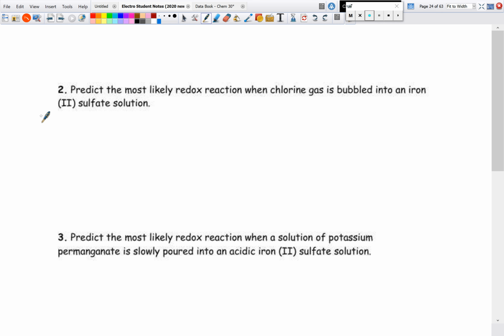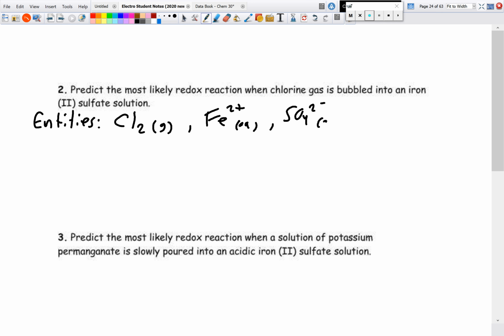So our entities, we're going to list those first. So we have chlorine gas. Chlorine is an elemental diatomic, so Cl2. It's bubbled into an iron 2 sulfate solution. So same thing, a solution means that the iron 2 sulfate completely dissociates, where we have Fe2+. Sulfate is SO4 2-. In solution, we've got H2O.